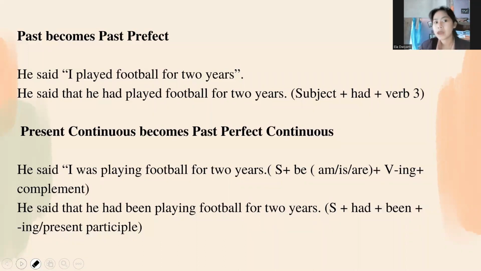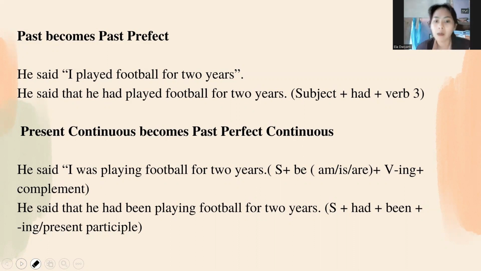In the past, we said I played football for 2 years. But in the past perfect, the changed sentence is like he said that he had played football for 2 years. We have subject plus had plus verb 3.